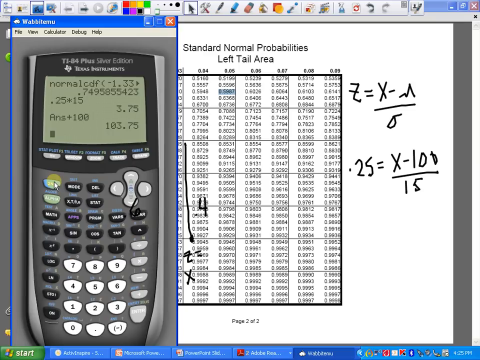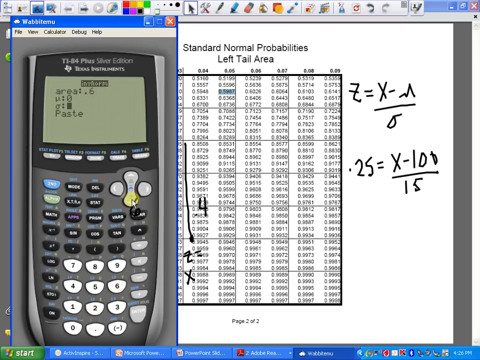Another way to look for that, if we go to the same list of distributions, instead of going to normal CDF, we can go to inverse norm. You can think of the inverse function as going in the opposite order. Instead of you telling the calculator a z-score and it telling you a probability, we give the calculator a probability and it gives us a z-score. So they want the area, and that means the area to the left of the z-score. So that was 60%.